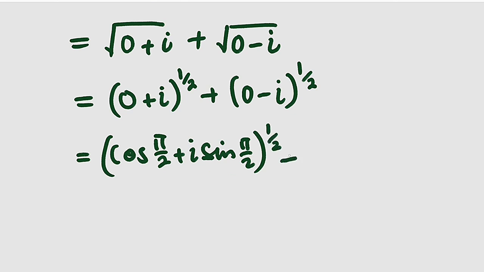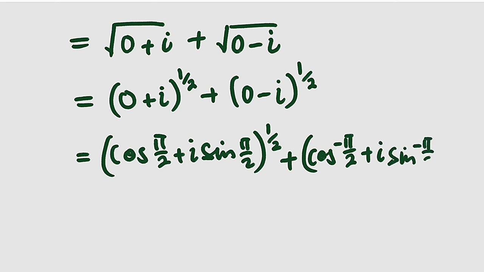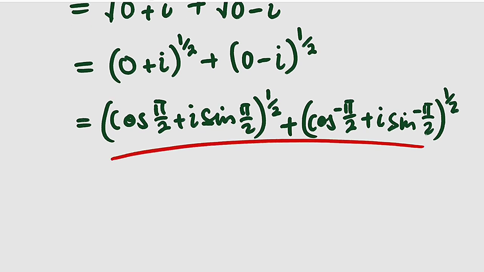We do the same thing here, plus. But for this one, we know that cosine of negative pi divided by 2 is 0, and sine of negative pi divided by 2 will give us negative 1, which is the coefficient of i. So we use cosine of negative pi divided by 2 right here, then plus i sine of negative pi divided by 2, all raised to the power of 1 over 2. And to expand this parenthesis, we can apply De Moivre's theorem, which states that we can multiply the arguments by the exponent. So let's do that.